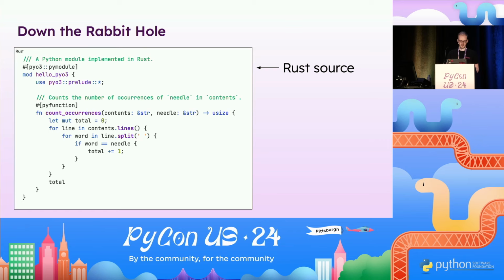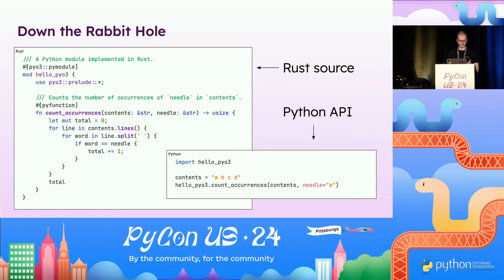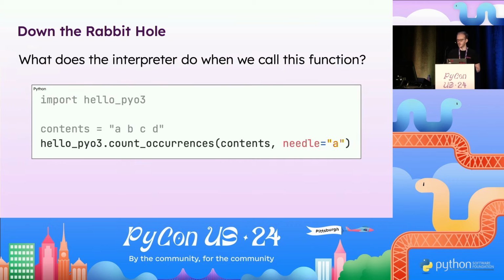The Python API that gets produced is exactly as you might expect. This module was called hello_pyo3, so with a little bit of boilerplate to actually set up the project, the thing that you'll eventually compile will import like that, hello_pyo3. We could assign a variable to contents, maybe A, B, C, D, 4 letters, split by whitespace, and then we could call that function, hello_pyo3.count_occurrences, pass contents as a positional value, and pass needle as a keyword argument with the value A. This is really all we would need to do to call a Rust function. But the interesting question is, what does the interpreter do when we call it?